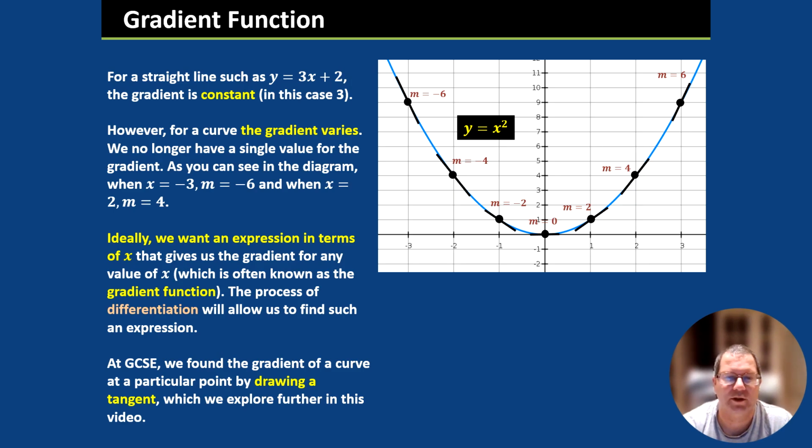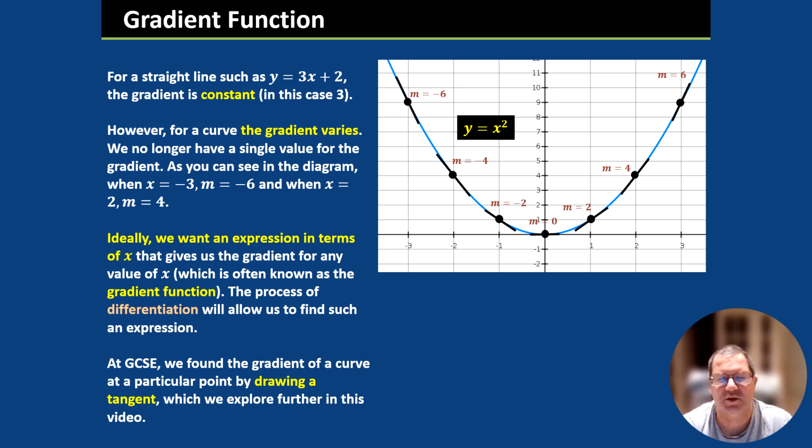So for a straight line such as y equals 3x plus 2, the gradient is constant, in this case 3. However, for a curve, the gradient varies. We no longer have a single value for the gradient. As you can see in the diagram, which is a diagram of y equals x squared, when x is negative 3, the gradient is negative 6, and when x is 2, the gradient is 4.